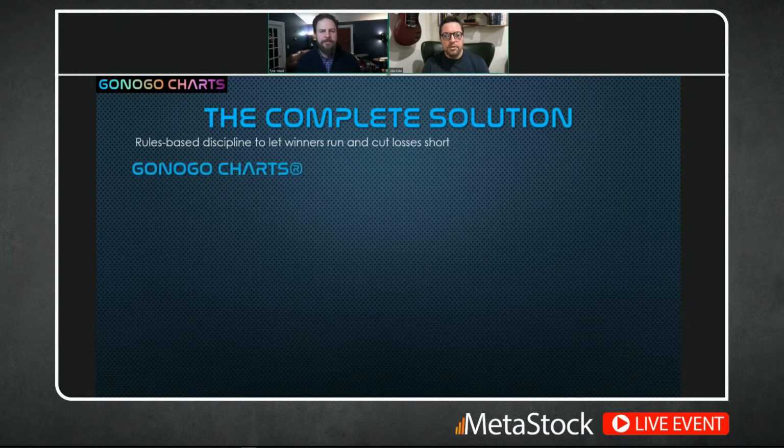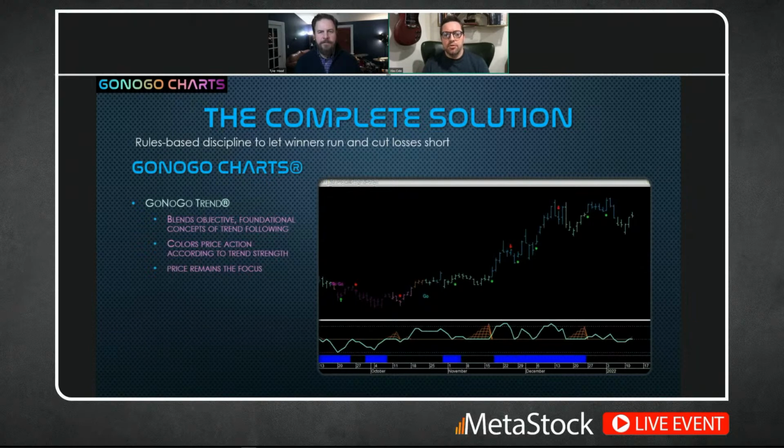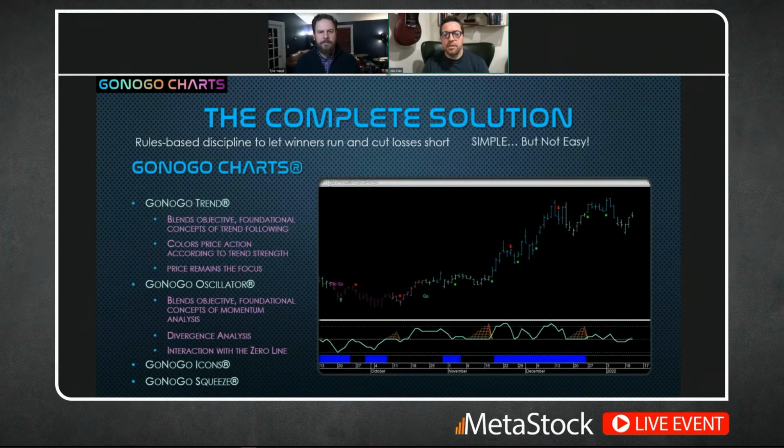Yes, for sure. And so we'll run through some of these ideas as well that should be familiar with a lot of people. But with the complete solution of GoNoGo Charts, you're going to get the GoNoGo trend, which, as we've discussed, blends objective foundational concepts of trend following into that color-coded indicator. You're also going to get the GoNoGo oscillator. I spent a lot of my time studying and researching momentum analysis, and we'll talk about how that plays such a vital role in a minute.